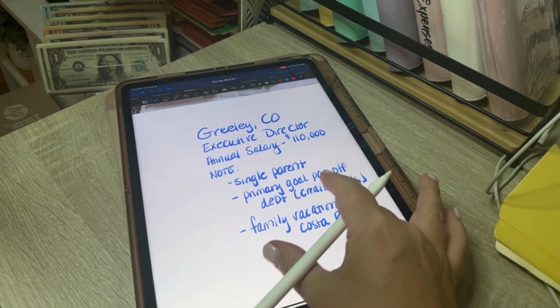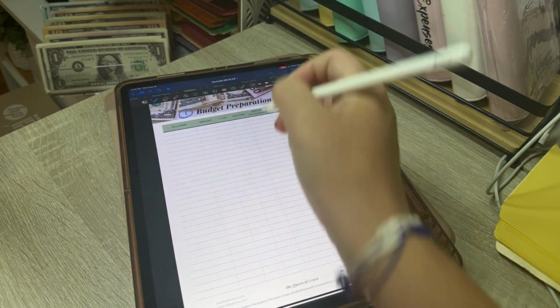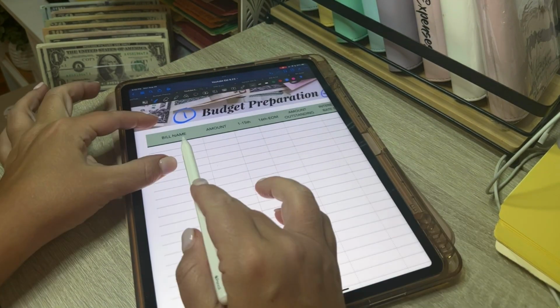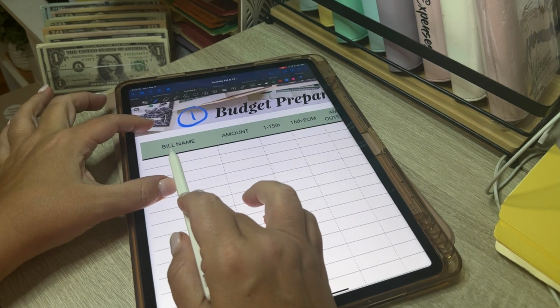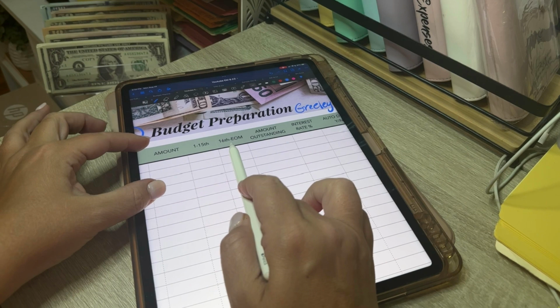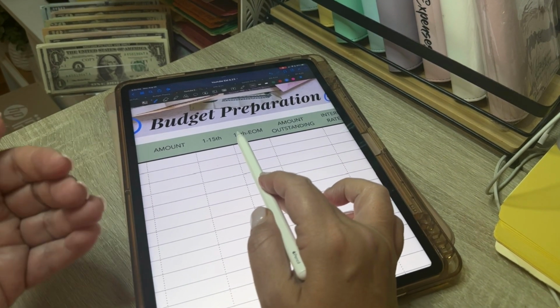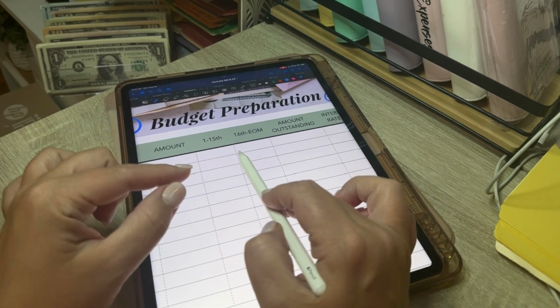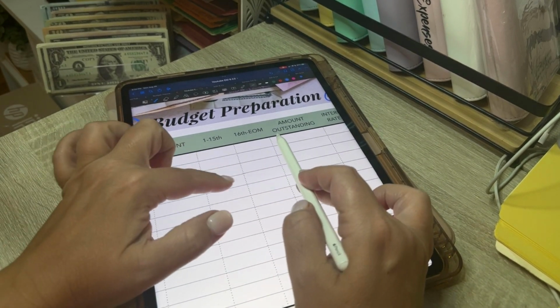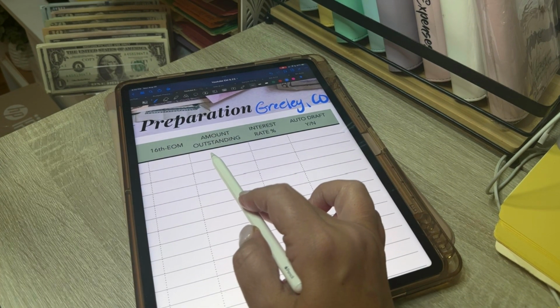So let's go. The first step in the 6-step approach is going to be budget preparation. The budget preparation sheet lists the bill name, the amount, and the 1st, the 15th, or the 16th to the end of the month. This is going to allow you to prioritize your bills by their due date. Then the amount outstanding is going to be for any debt.